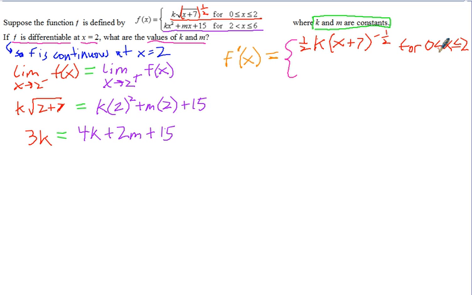I took off the equal to on the 0 because that's an endpoint, and the function's not differentiable at endpoints in the graphs there. And then for the second piece, k and m are constants, so the derivative of kx squared would be 2kx. The derivative of mx would be m. The derivative of 15 is 0. It applies for 2 less than x, less than 6. Again, I took off the equal to on the endpoint because when a function just ends, it's not differentiable at that endpoint.